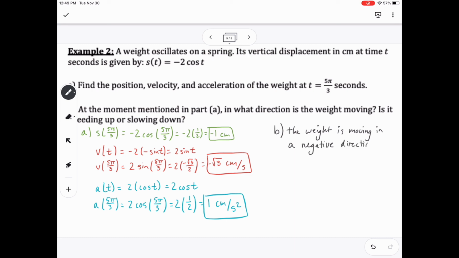And then for the last piece of that, is it speeding up or slowing down? So remember, if it's speeding up, the acceleration and velocity have the same sign at that point, and slowing down would mean they have opposite signs at that point. So in this case, it's slowing down because the velocity is negative and the acceleration is positive.